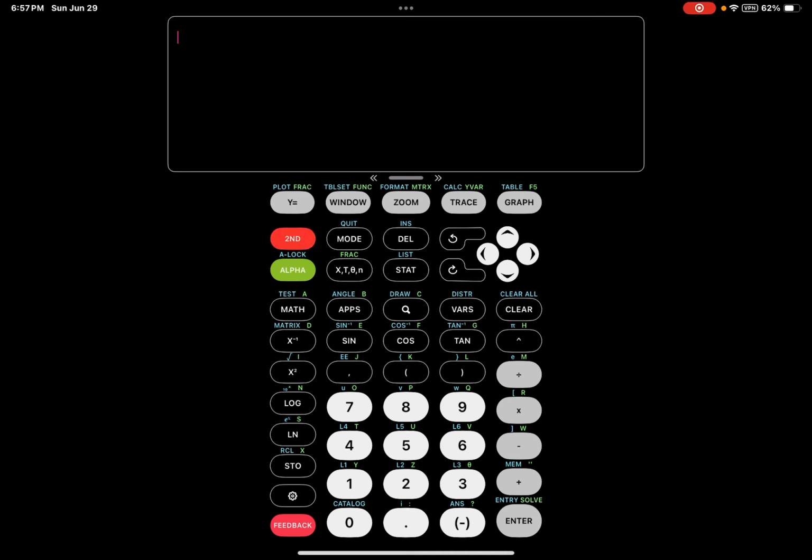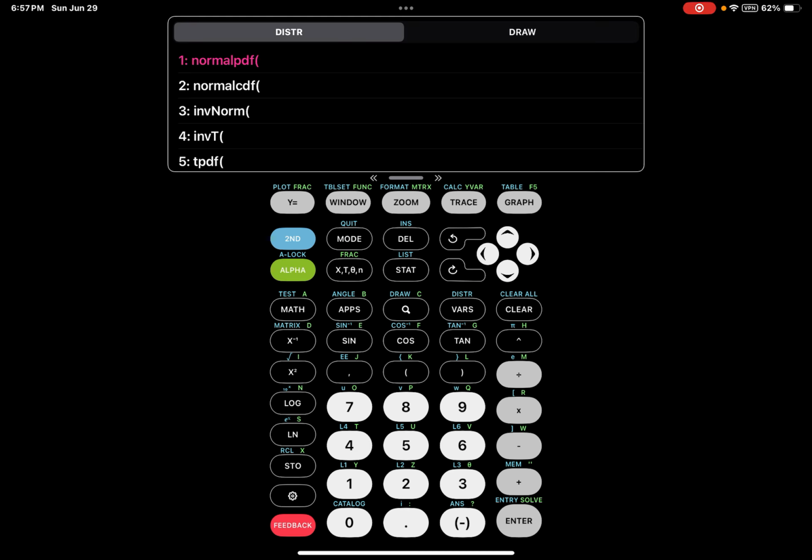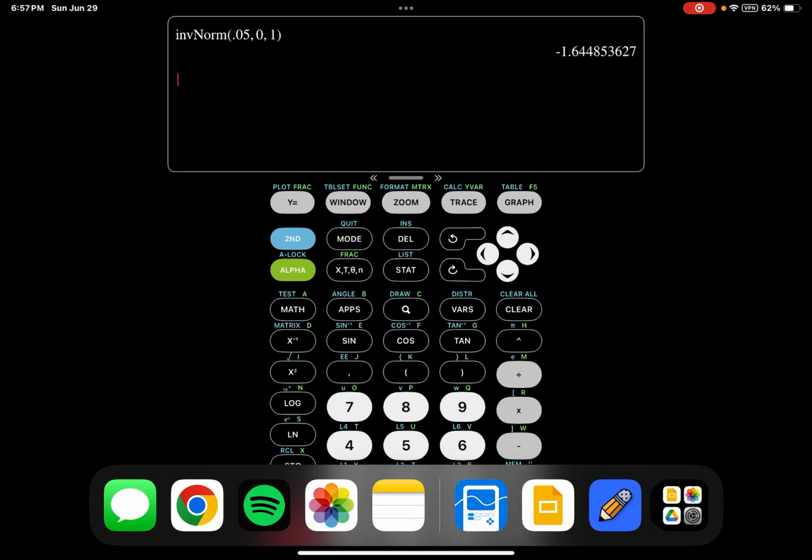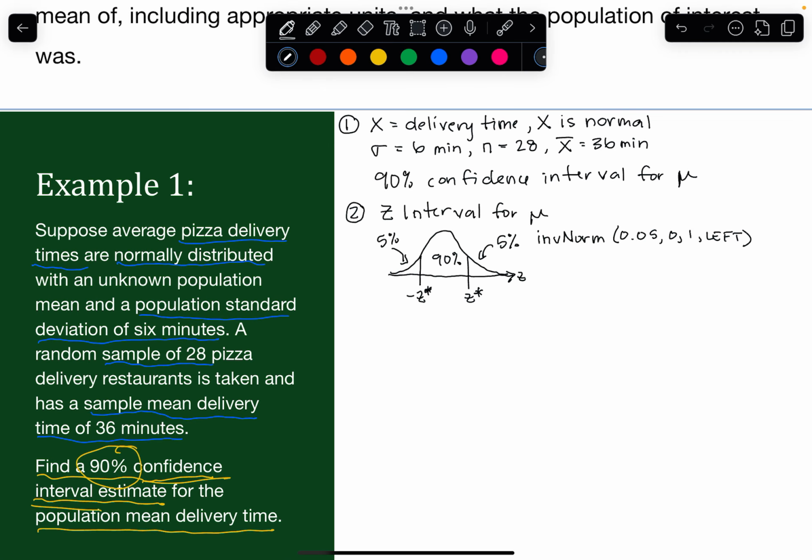So second vars, we want inverse norm. Our area is 0.05, mean of 0, standard deviation of 1. And I get negative 1.6448. This is commonly rounded to 1.645. So I'm going to write down z star equals 1.645.